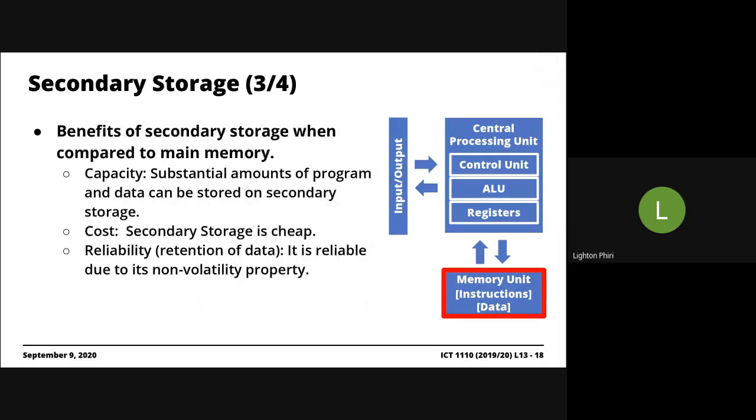Now, in terms of the obvious benefits or advantages of secondary storage, this is pretty much obvious by now: you have access to a lot more of it. And because you have access to a lot more of it, you can store more data onto the storage medium, right? It's also cheap, which is why you can gain access to a lot more of it, actually, right?